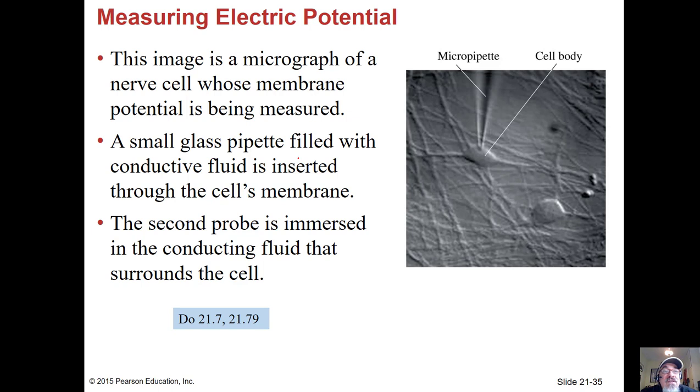So this image is a micrograph of a nerve cell whose membrane potential is being measured. So we're actually measuring the potential across the cell. A glass pipette filled with conducting fluid is inserted through the cell membrane, and then the second probe is immersed in a conducting fluid that surrounds the cell, and you could actually measure the voltage that way. Okay, and I'll make a separate video going over some of the homework when we talk about those problems. Okay, so this is kind of the theory today.